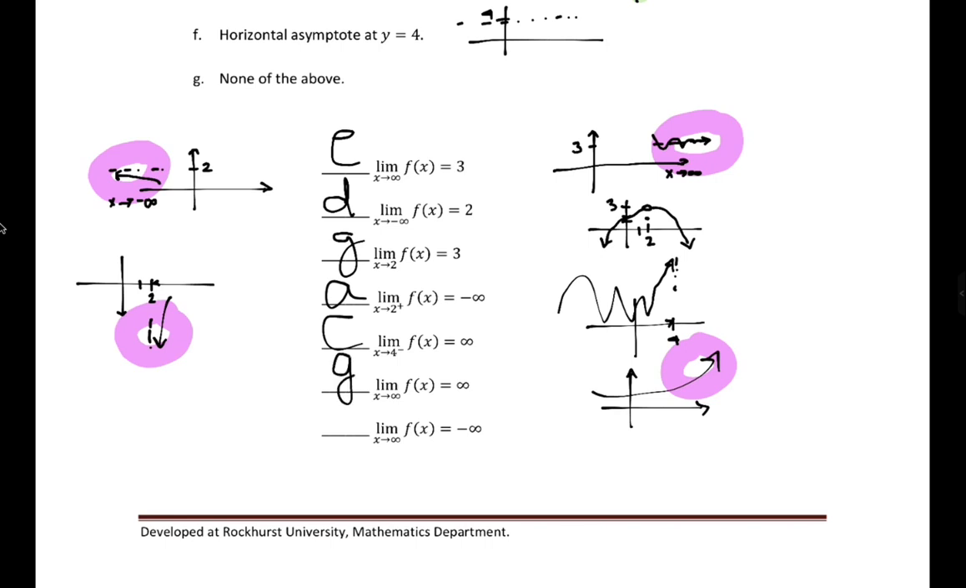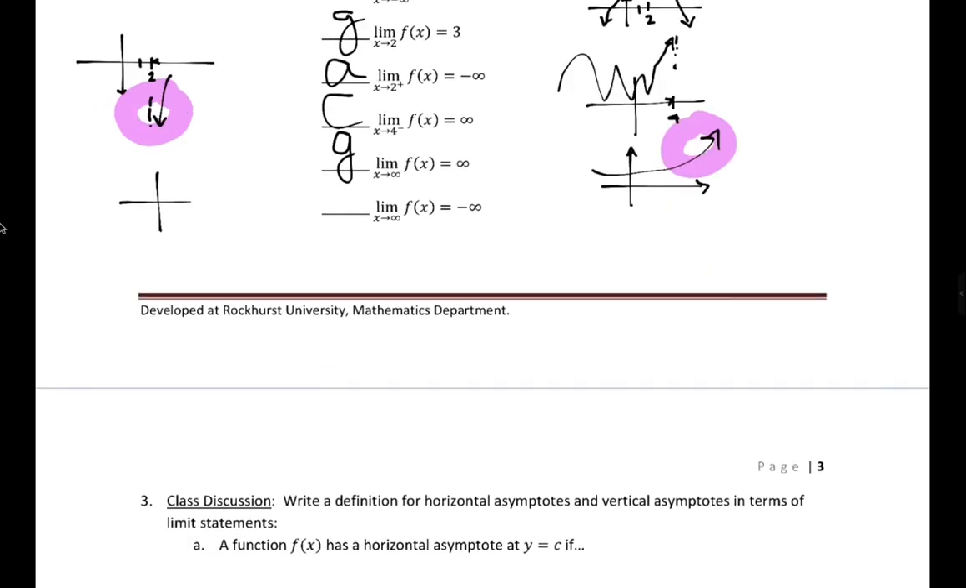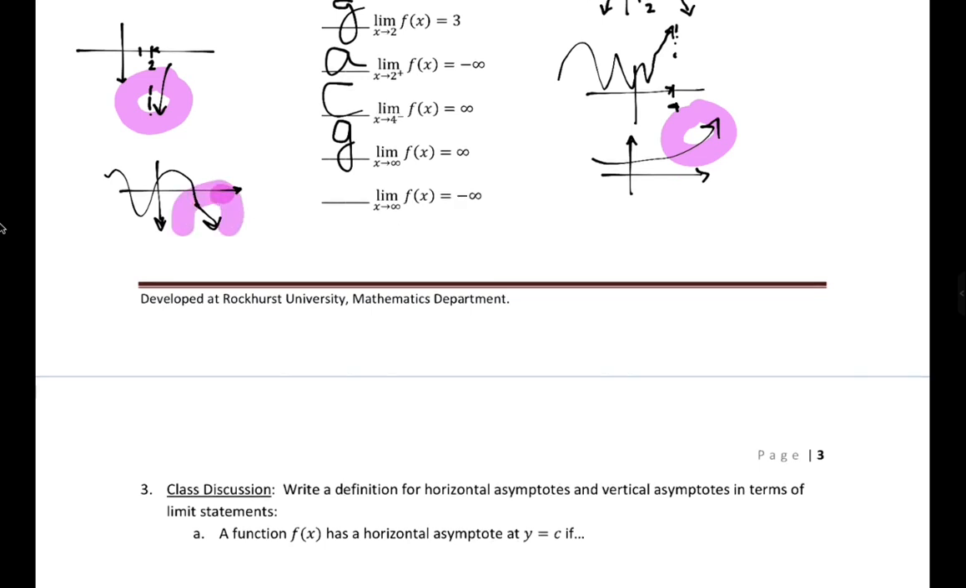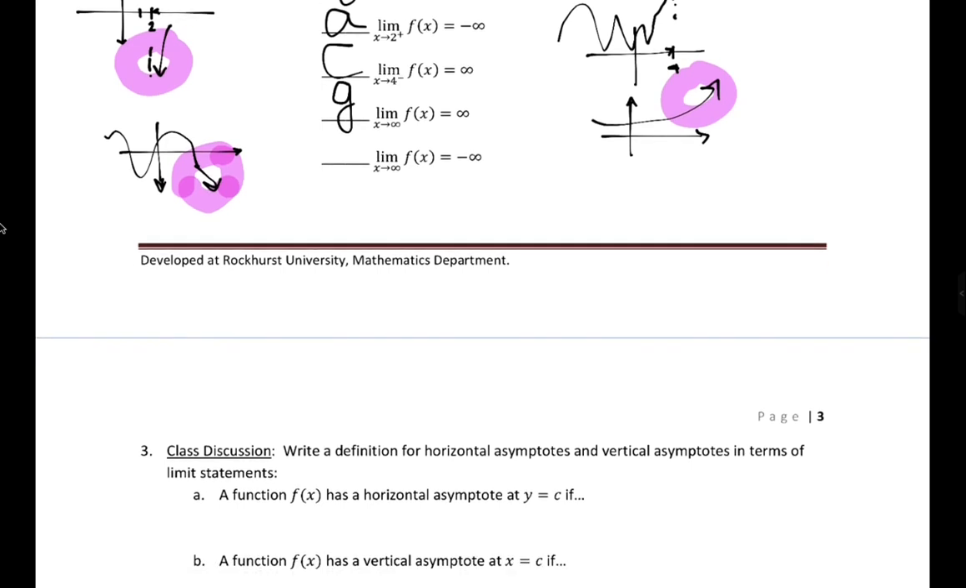And similarly, the last statement says the limit as x approaches infinity, so x is still approaching infinity, and y is approaching negative infinity. So it could be anything, but the part we know for sure is that it's going to look something like this in the long run. And again, this one is not having any asymptote, so this is none of the above.